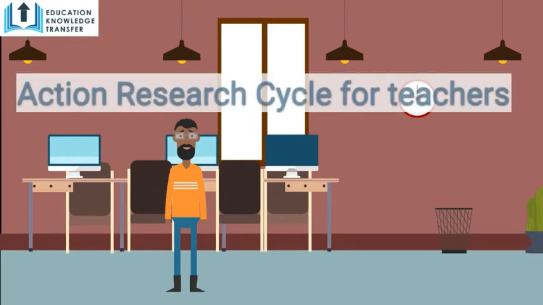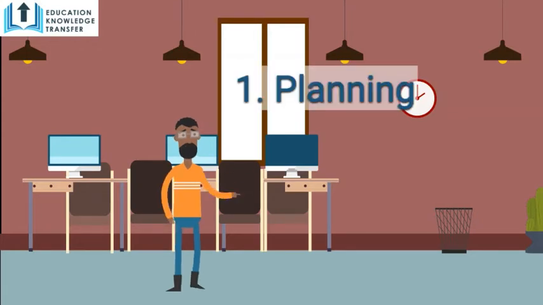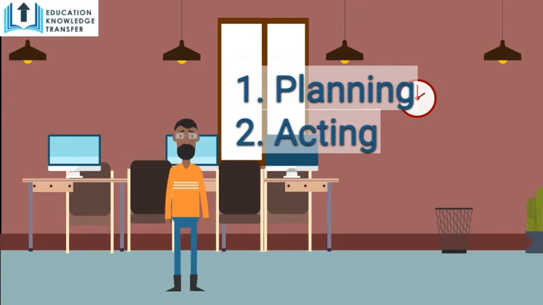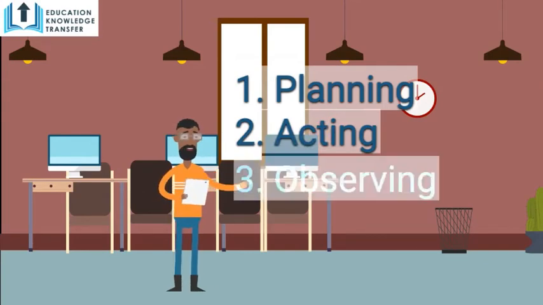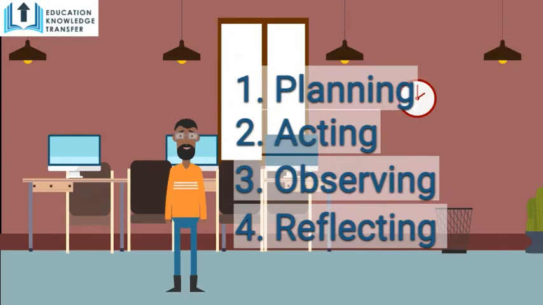Based on the extended version of the action research cycle, we want to present the following adapted action research cycle for teachers. So here are the steps. Number 1, planning. Number 2, acting. Number 3, observing. And number 4, reflecting.